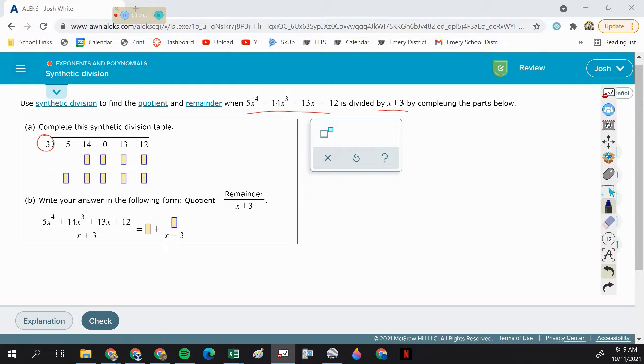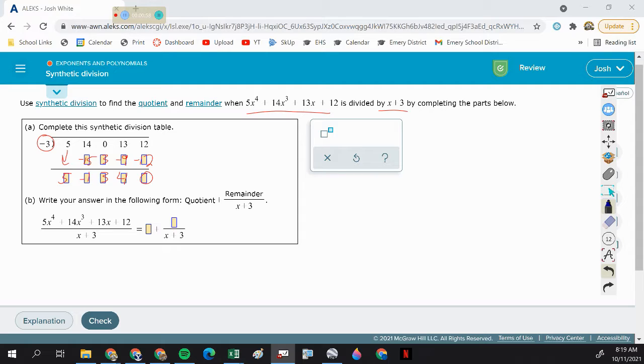-3. You see that right here. So we drop the 5. -3 times 5 is -15. 14 minus 15 is -1. -3 times -1 is 3. 0 plus 3 is 3. -3 times 3 is -9, which gives me 4. -3 times 4 is -12, so my remainder is 0.